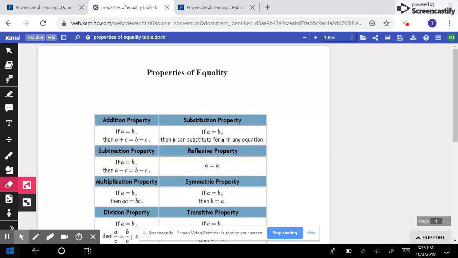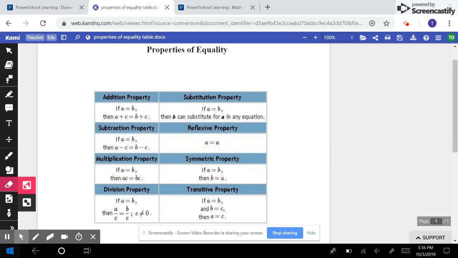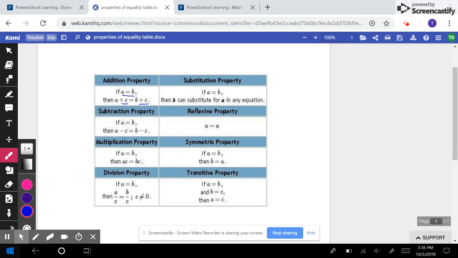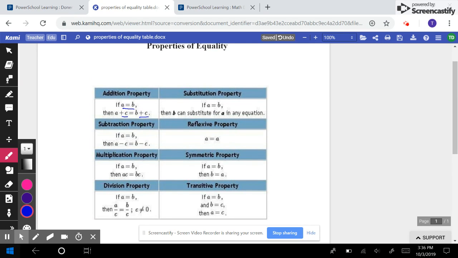So our first property is the addition property, and this tells us that if two things are equal, we can add the same thing to both sides of our equation and they will still be equal. So take this example. If A equals B, then we can say A plus C is equal to B plus C. The subtraction property tells us if we have two things that are equal, such as A equals B, then we can subtract the same thing from both sides and we get A minus C is equal to B minus C.